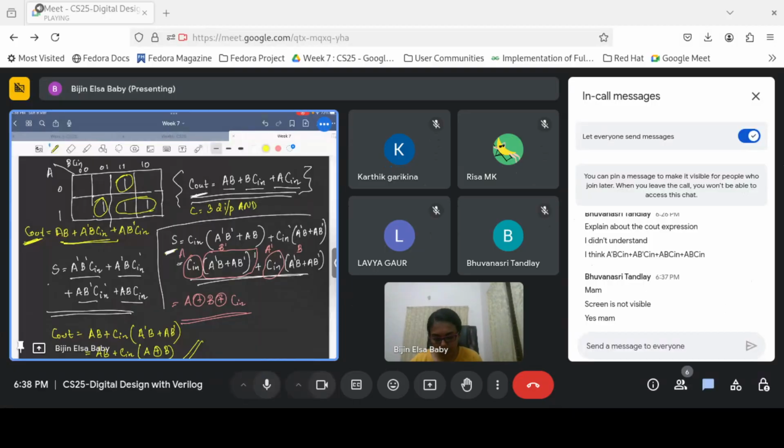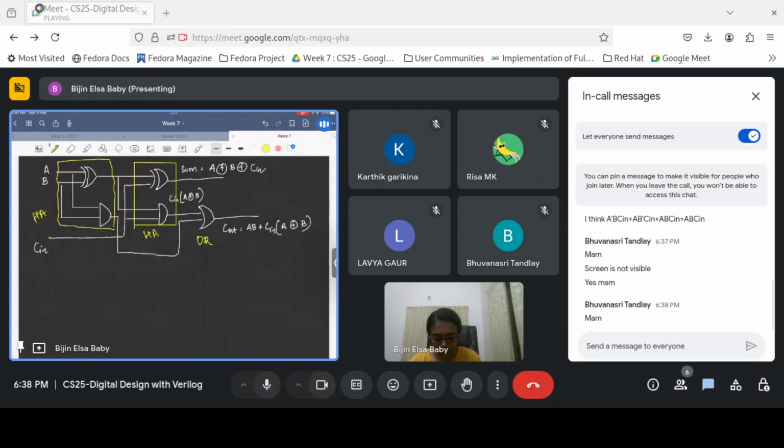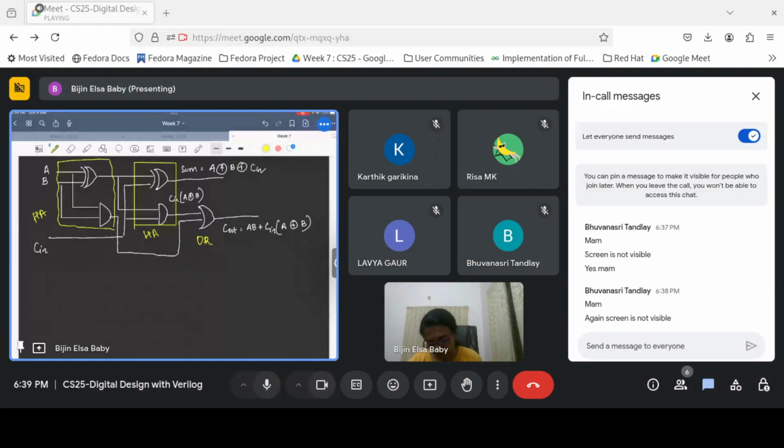So we were doing the sum and carry circuits independently. But we wanted to optimize the area of the design. That's why we are doing all this optimization. So using two half adders and one OR gate, we can construct the full adder. So this is the area optimized design. So here you have a total of 5 gates used to implement the full adder.